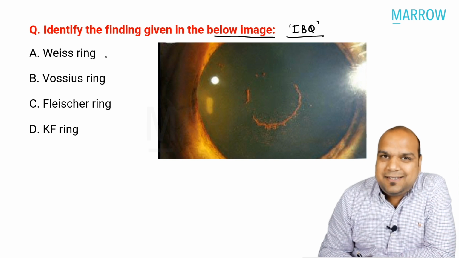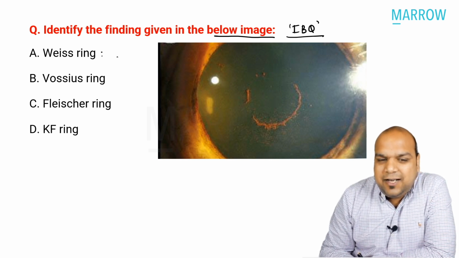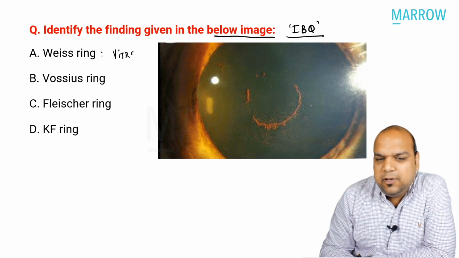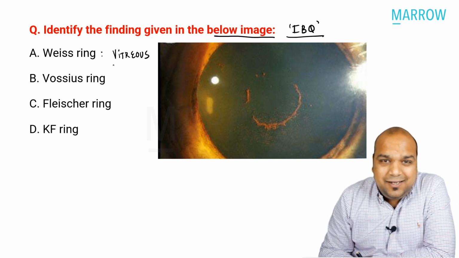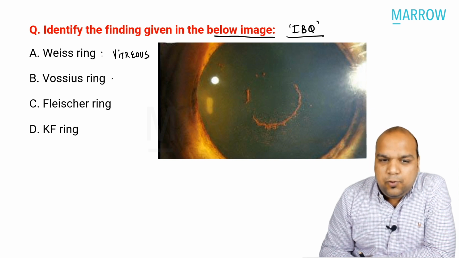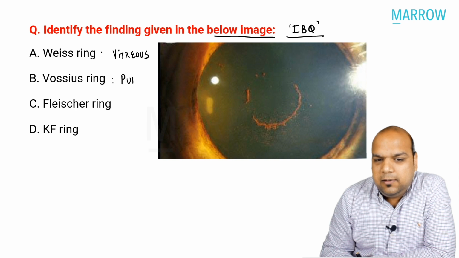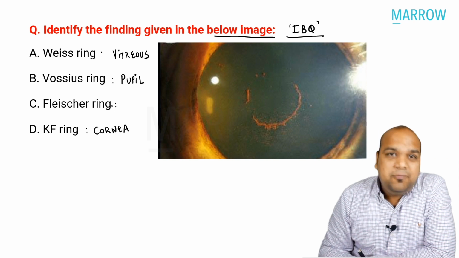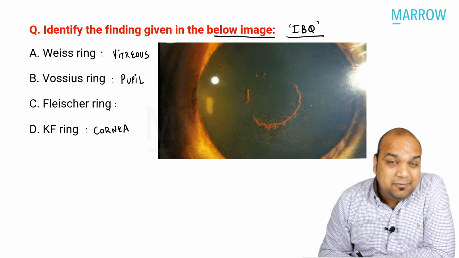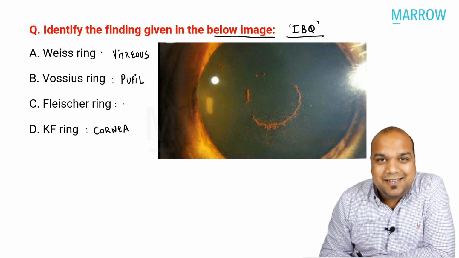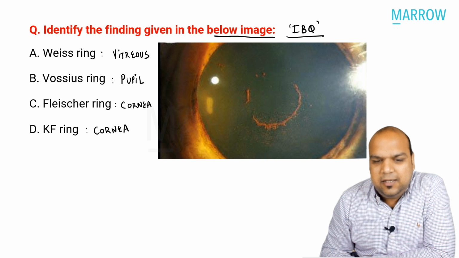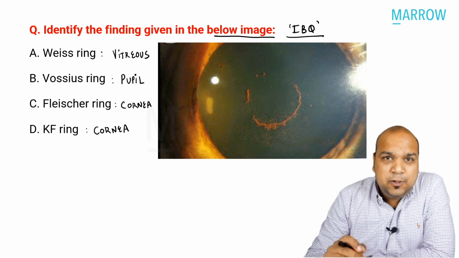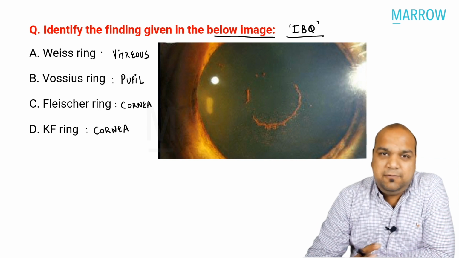So what does this look like? Vossius ring. Weiss ring, if we remember, is something seen in the vitreous. We may have come across it in RD, retinal detachment. Vossius ring is something to do with the pupil, something to do with trauma. Fleischer's ring, I don't know. Okay. Kayser-Fleischer ring, I know it is seen on the cornea, copper deposition. Fleischer's ring also, if we put a little bit of mind, Kayser-Fleischer, both are sounding similar. Fleischer is seen again on the cornea in keratoconus. So if we remember the basic theory of these rings, then we could have solved this image, even if we have never seen this image, everybody.